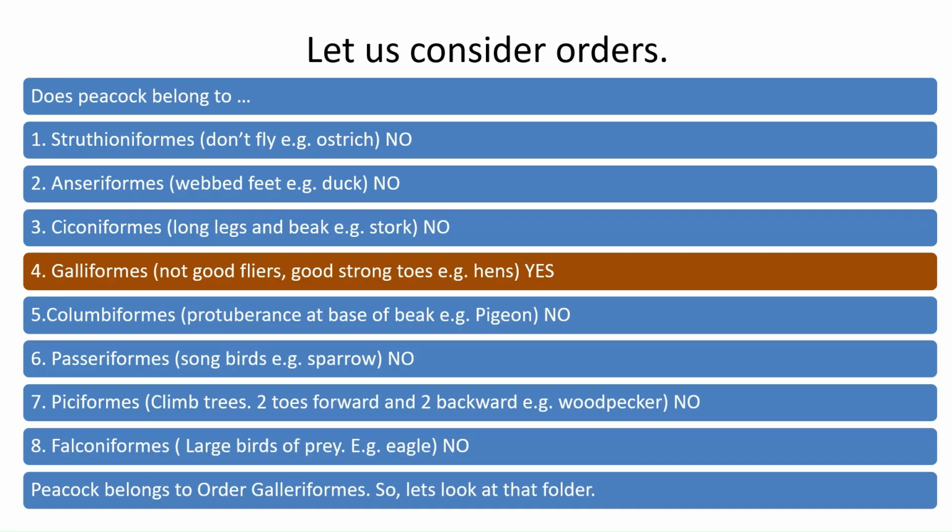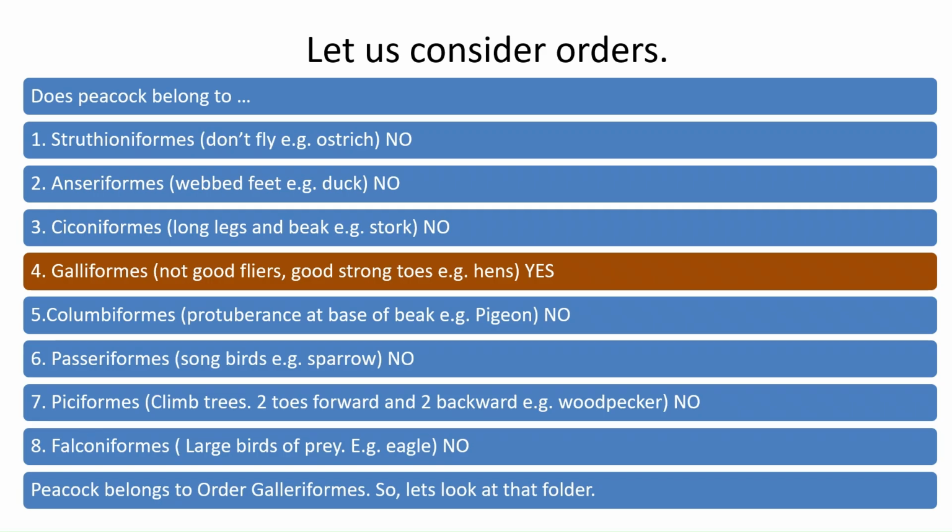Let's consider orders of animals. Does peacock belong to Struthioniformes? That means they don't fly. No. Anseriformes, that's webbed feet? No. Ciconiiformes, do they have long legs and beak? No. Galliformes, they're not good flyers. They have good strong toes. Yes. Columbiformes, do they have a protuberance at the base of the beak? No.